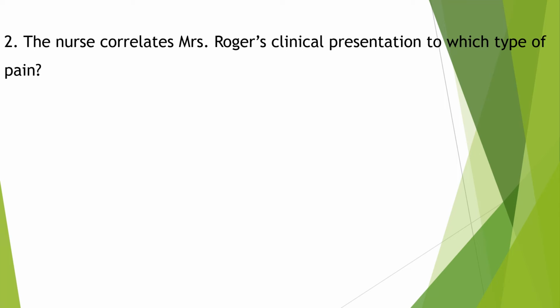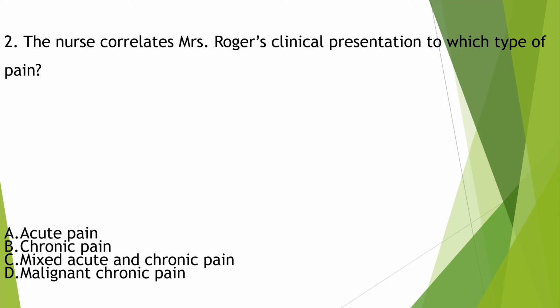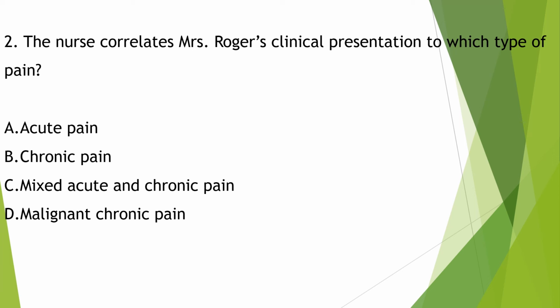The nurse correlates Mrs. Rogers' clinical presentation to which type of pain? Is it an acute pain? Is it a chronic pain? Is it a mixed acute and chronic pain or a malignant chronic pain? It is not a pain which is related to cancer, so it is not a malignant chronic pain. But because of the surgery, she has acute pain and there is a chronic back pain also. So it is mixed acute and chronic pain for this particular patient.